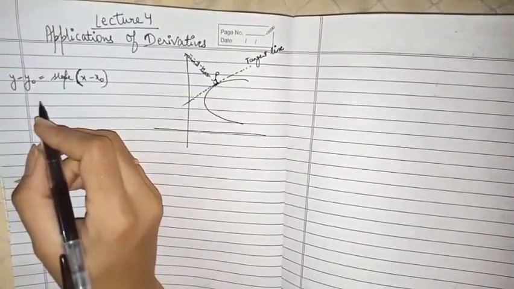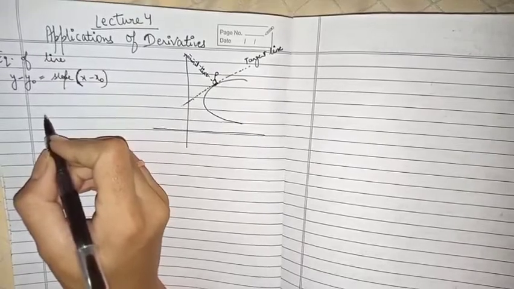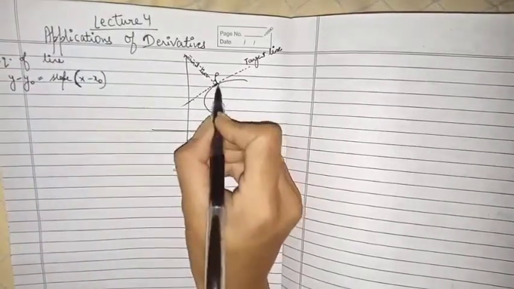y minus y naught equal to slope times x minus x naught. Just recall this result from your previous class that this is the equation of a straight line. Equation of a line is given by this. You can easily see this is a line. So this point x0, y0 is the point P, which is a fixed point. And these x and y are variables. Now what is this slope?